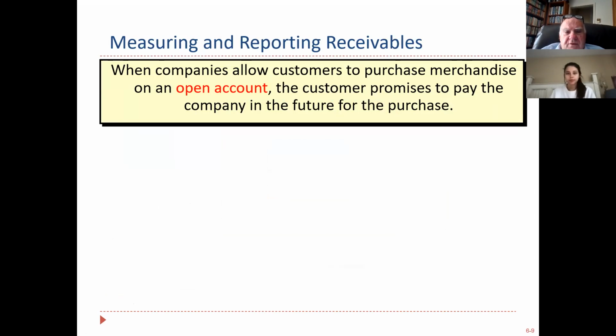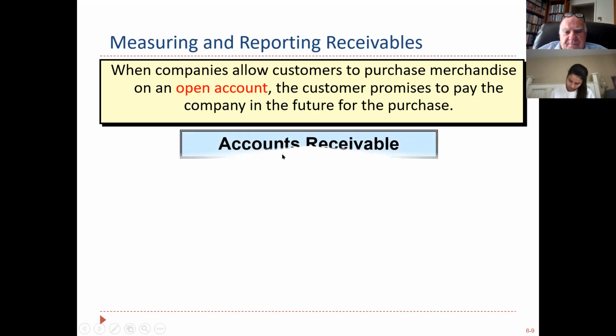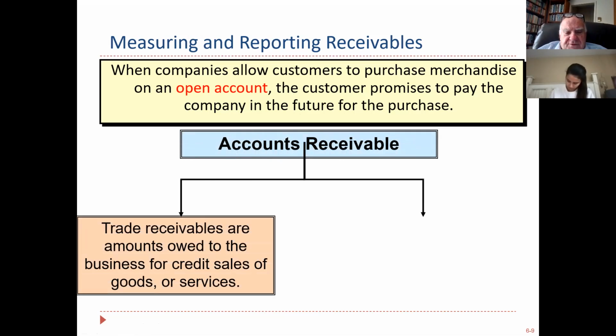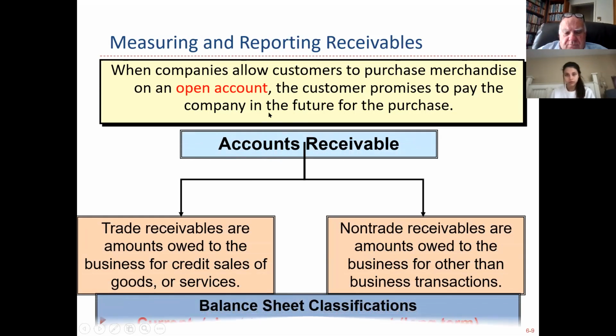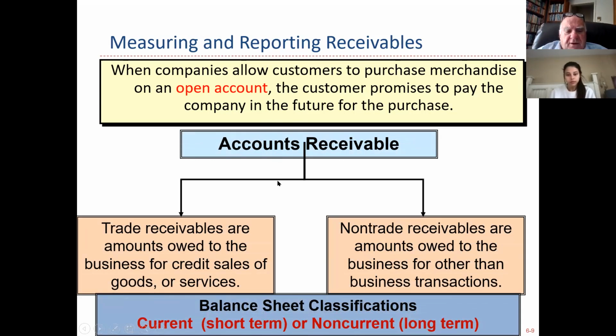Measuring and reporting receivables. When companies allow customers to purchase merchandise in an open account, the customer is promising to pay. Two categories of receivables. I think we kind of know this already. Trade receivables, that's accounts receivable. These are the amounts owed to the business for credit sales of services and goods, okay?